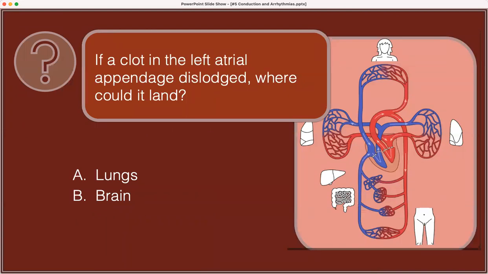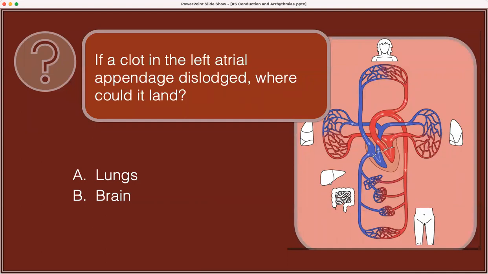And the reason it's so concerning is that if that gets dislodged during the cardioversion, then the patient could have problems. So if they did have a clot there, what they would do rather than go ahead with the cardioversion is give the patient blood thinners to dissolve the clot prior to a cardioversion.